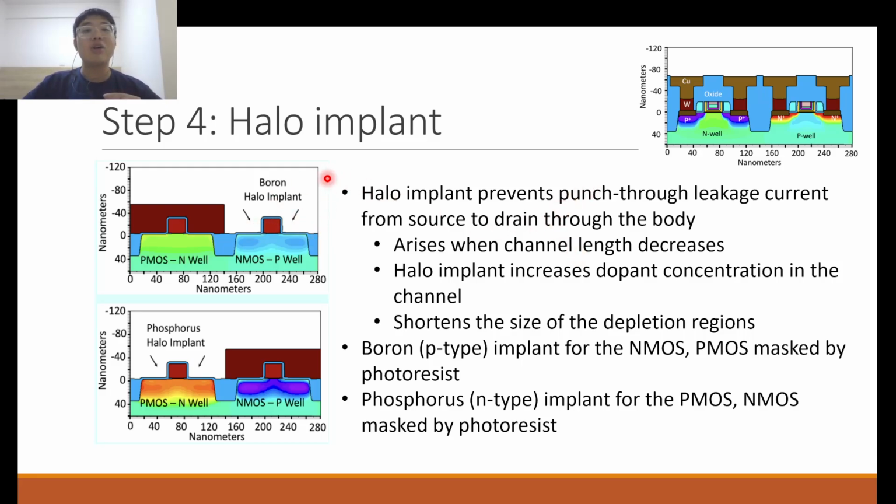And note that this halo implant often occurs at an angle to the surface, because we want it to be somewhat in between the source and the drain, close to the channel region, where the channel will form. So that's why the ions need to enter the material at an oblique angle.